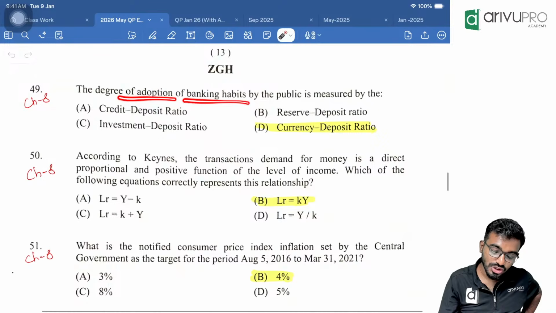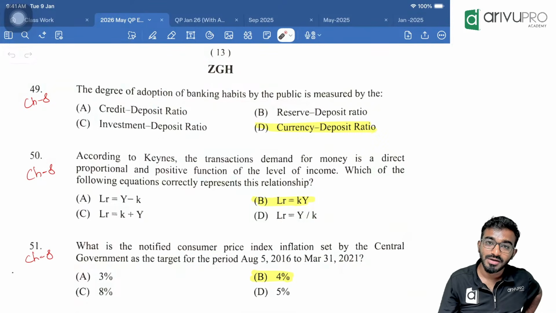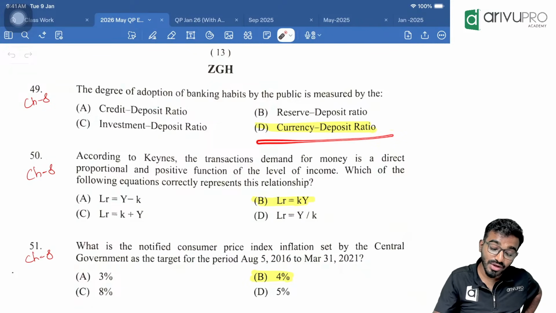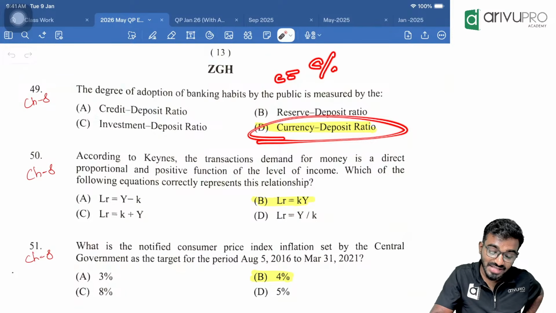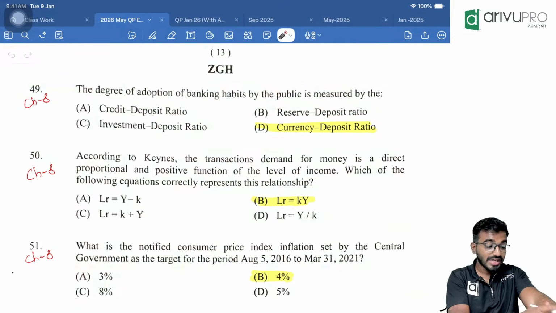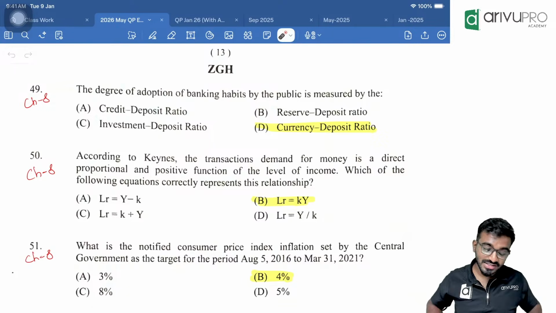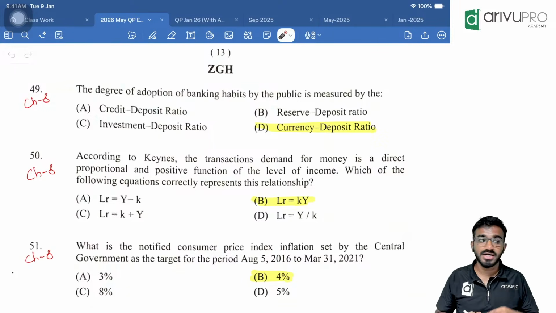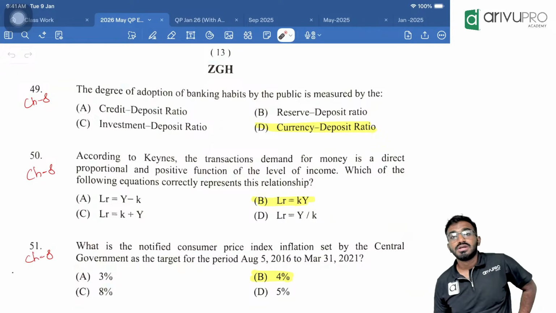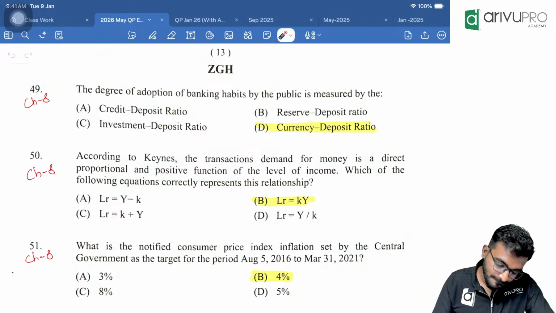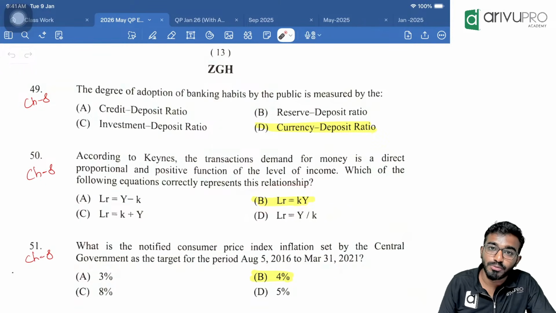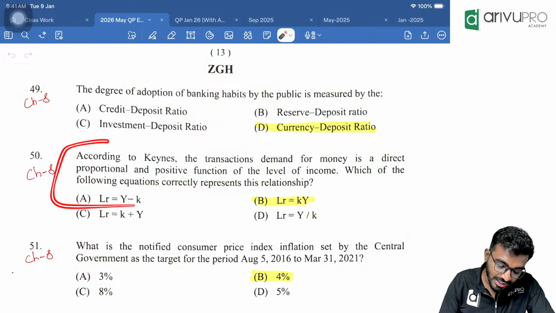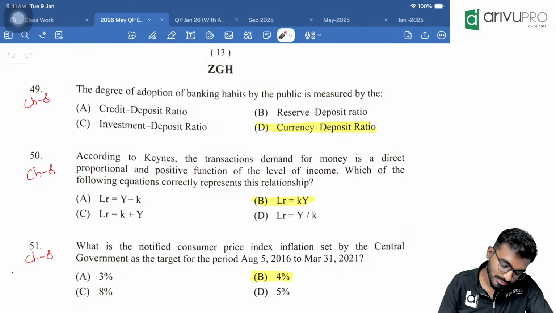The degree of adoption of banking habit by the public, whether the public keeps money in hand or with the bank, is calculated by the currency to deposit ratio, C by D. If that ratio is more, people don't have much banking habit. If that ratio is less, people are not willing to keep cash in hand, rather they are willing to keep money with the bank. L R is equal to a proportion of income. This is the Keynesian theory, transaction demand for money.